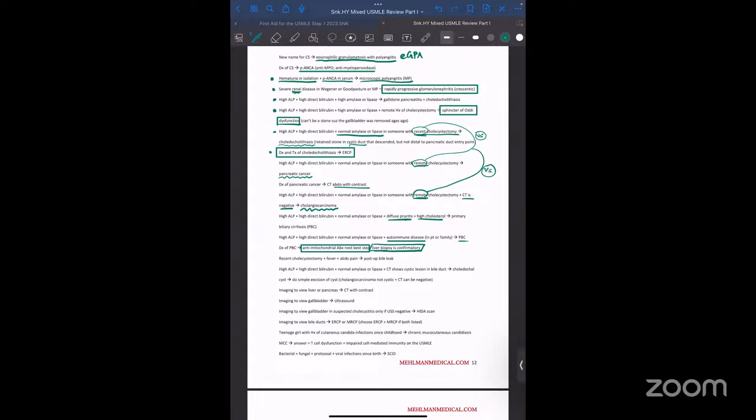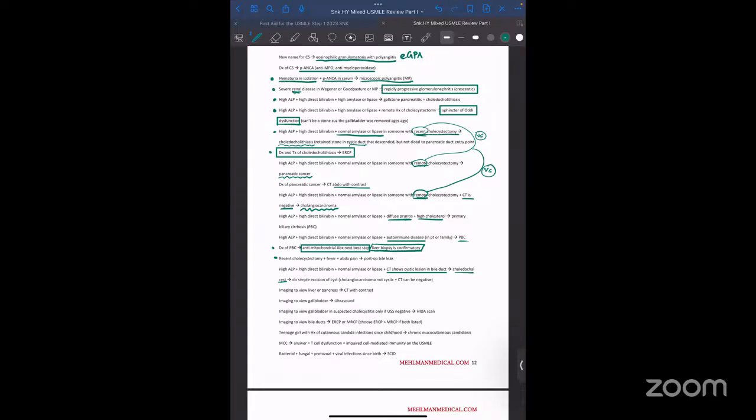Recent cholecystectomy plus fever plus abdominal pain, post-op bile leak. High ALP plus high direct bilirubin plus normal amylase or lipase plus CT shows cystic lesion in bile duct. This is a choledochal cyst. Do a simple excision of the cyst.